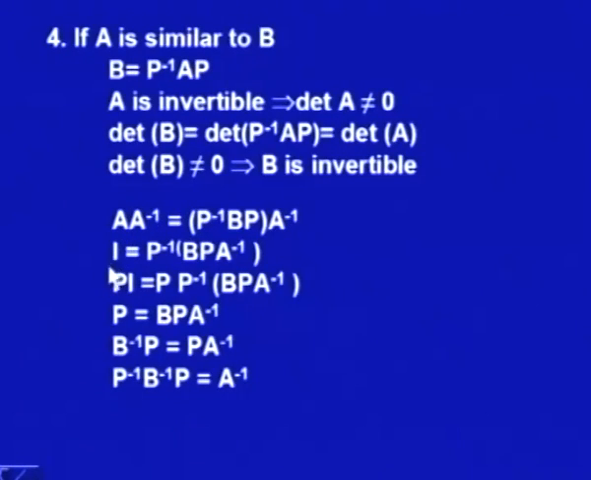Now this is nothing but identity on the left hand side, and then we rearrange this term, P inverse is taken out, BP A inverse, and that means if I multiply this by P, then P I is equal to P into P inverse into BP A inverse, and that means P is equal to BP A inverse, or B inverse P is equal to P A inverse from here, and finally P inverse B inverse P is equal to A inverse, and that means A inverse is similar to B inverse. So this is what we have to prove in the fourth property, that A inverse and B inverse are similar.